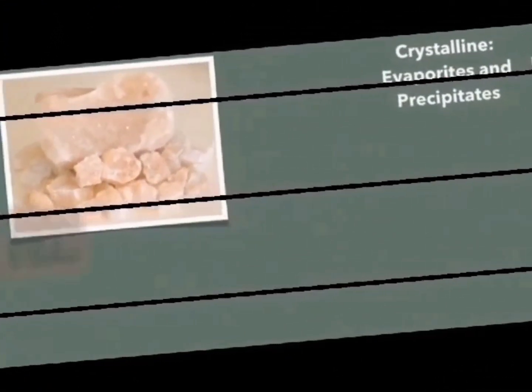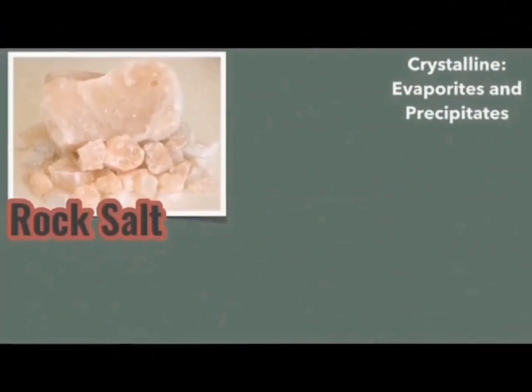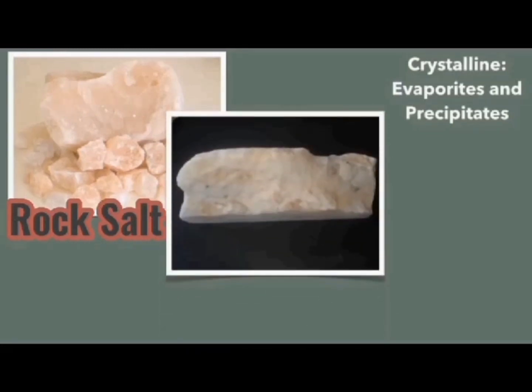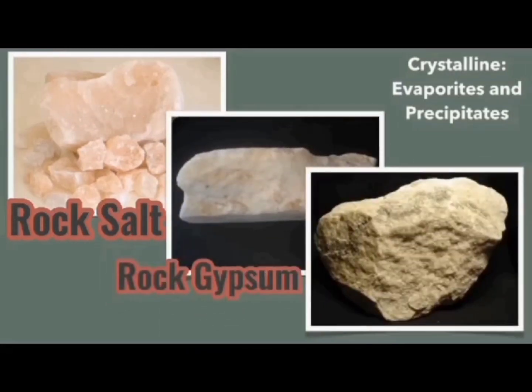This is rock salt. Rock salt forms from seawater, which of course has salt or halite dissolved in it. And when the water evaporates, the salt stays behind in the form of crystals. Other examples are rock gypsum and dolostone, which form in similar ways. A precipitate forms when a water sample is completely filled with a dissolved mineral.